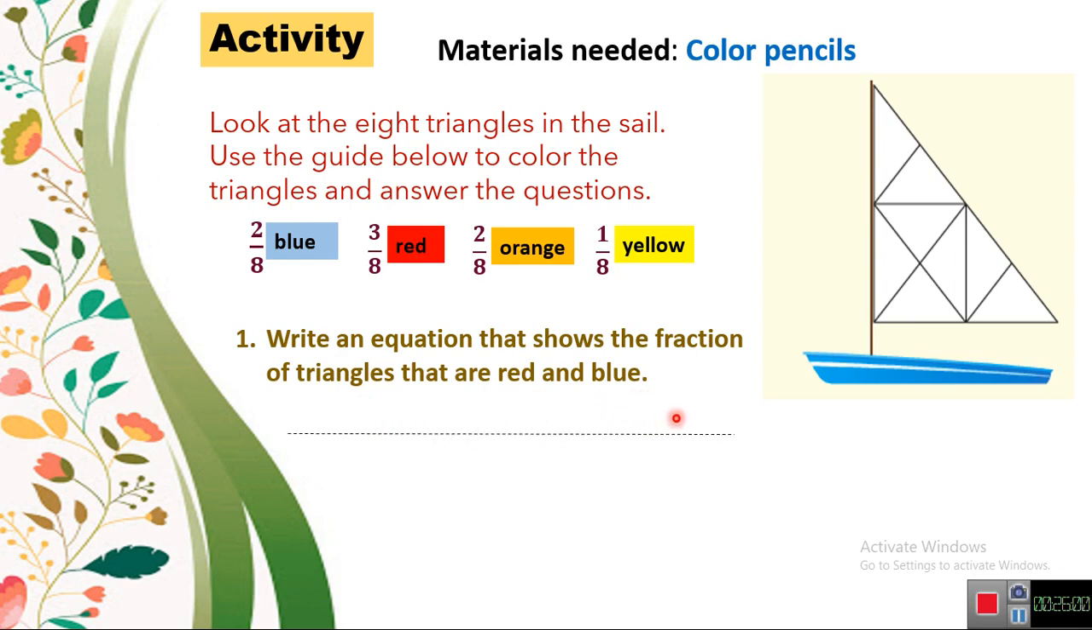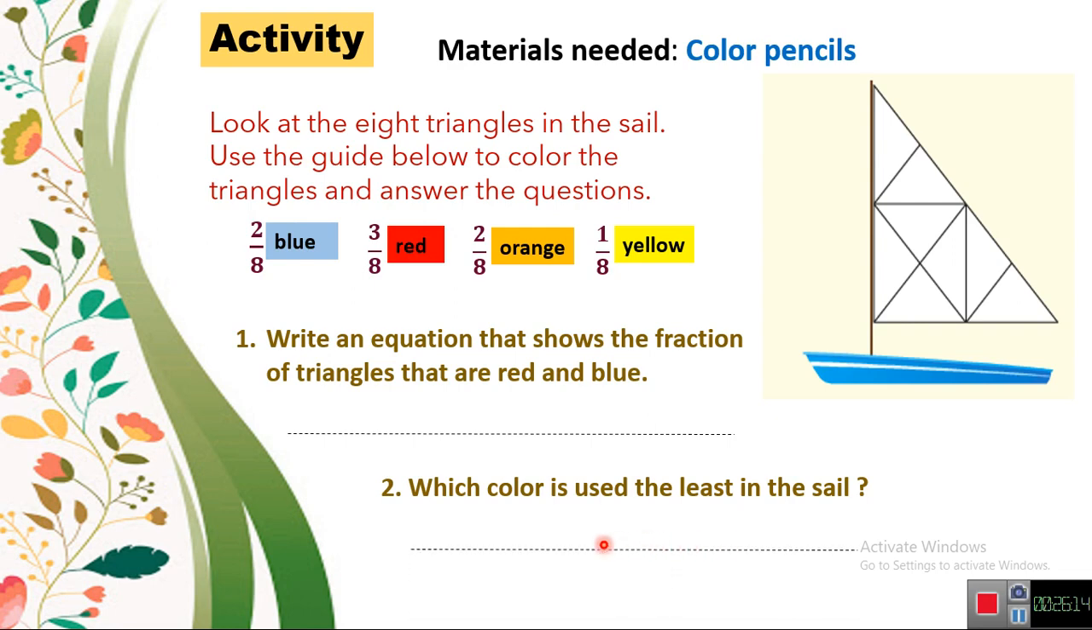Write the equation. Next question says, which color is used the least in the sail? Among all these colors, which color is used the least in the sail? You're going to write the name of this color. Once you answer these questions, please send it to me in Class Dojo. I would like to see this activity. It should look really colorful, okay? And I'm sure you all can do it.